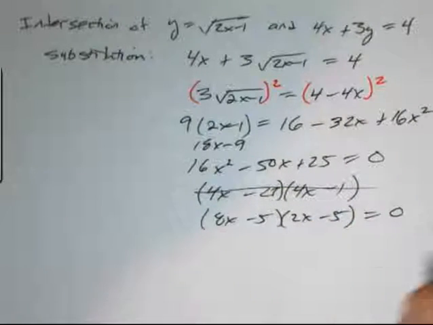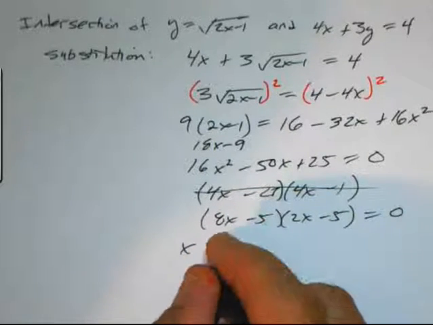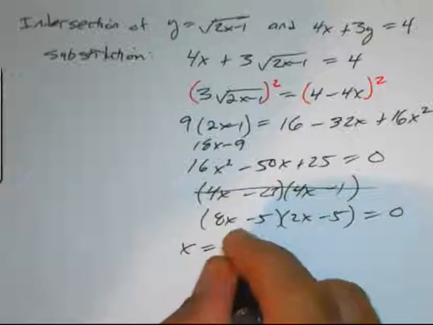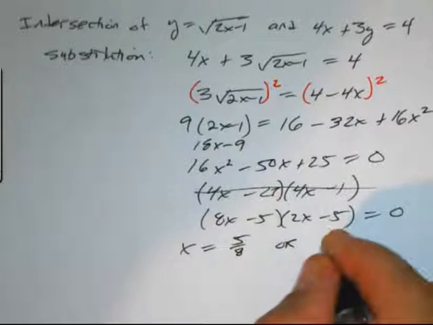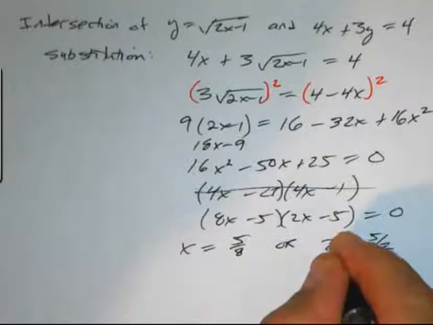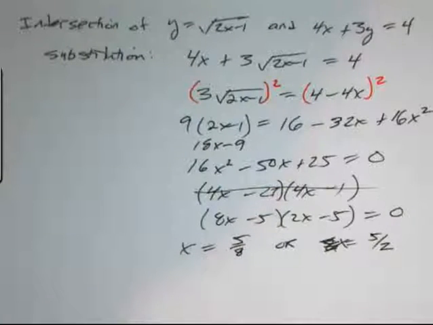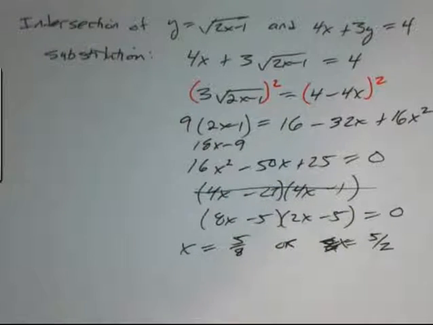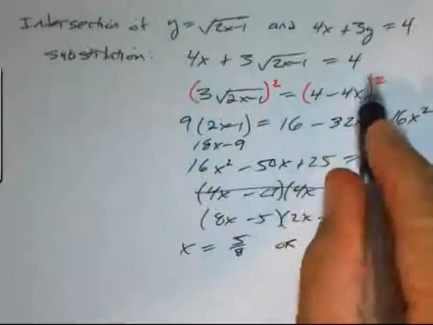Here we've got a factorization equal to 0. We now have solving each factor equal to 0. x = 5/8, or here it gives us, let's see, x = 5/2. Okay, well, got to check for extraneous. Normally this would mean take these numbers, put them back into the original equation, and see if they make it true or not.